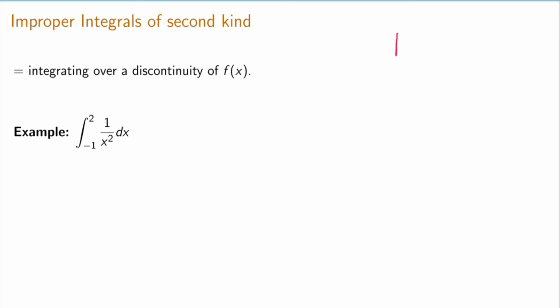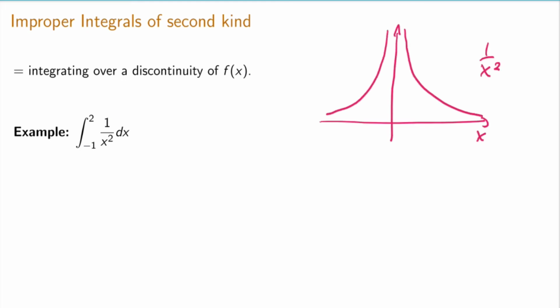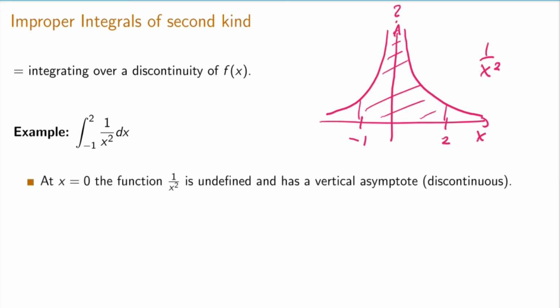Let's plot the function again. 1 over x squared looks like this and that. It's symmetric. But now we are integrating from -1 to 2, so we are interested in this area under the curve. And of course, here the function goes to infinity. So there's a question mark. It's not quite clear what to do here, where we have a vertical asymptote of the function.